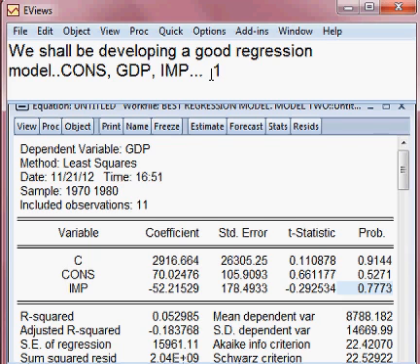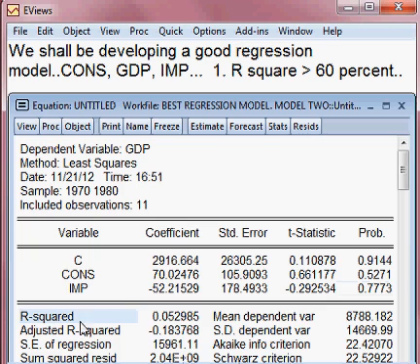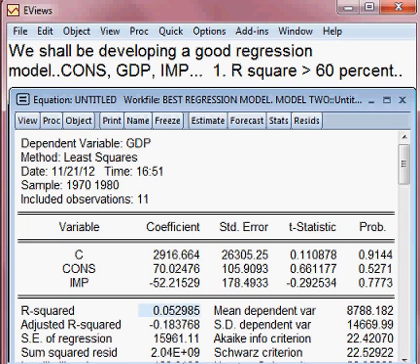Number one criteria I put here: the R square value should be greater than 60%. That is desirable all the time. Meaning that you can see from our model how much is R square. You can check from here.